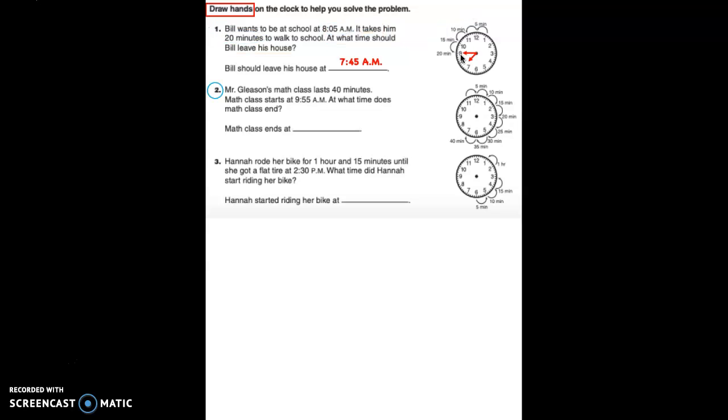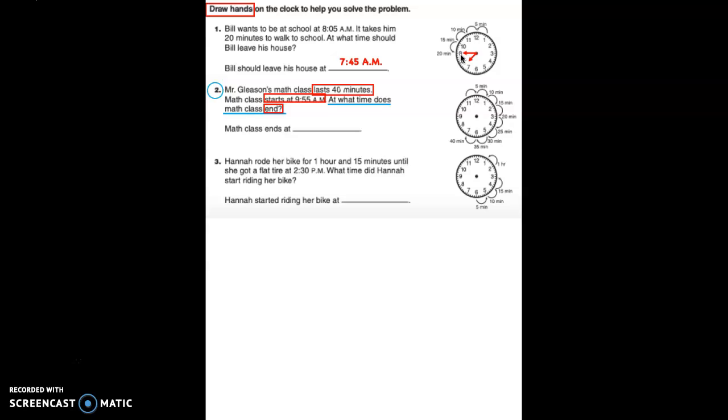Let's try another. Number 2. Mr. Gleason's math class lasts 40 minutes. That means it's 40 minutes long. Math class starts at 9:55 a.m. What time does math class end? They want to know, what time does it end?